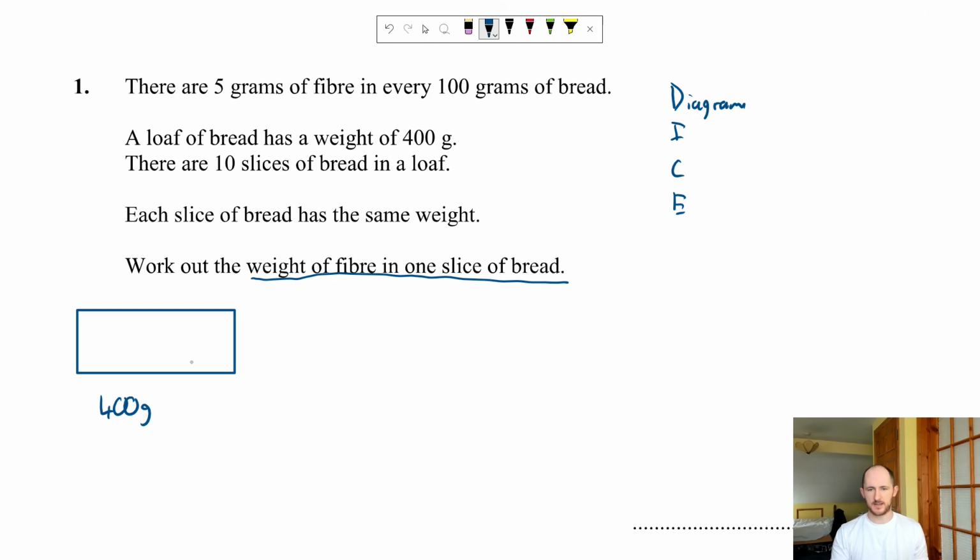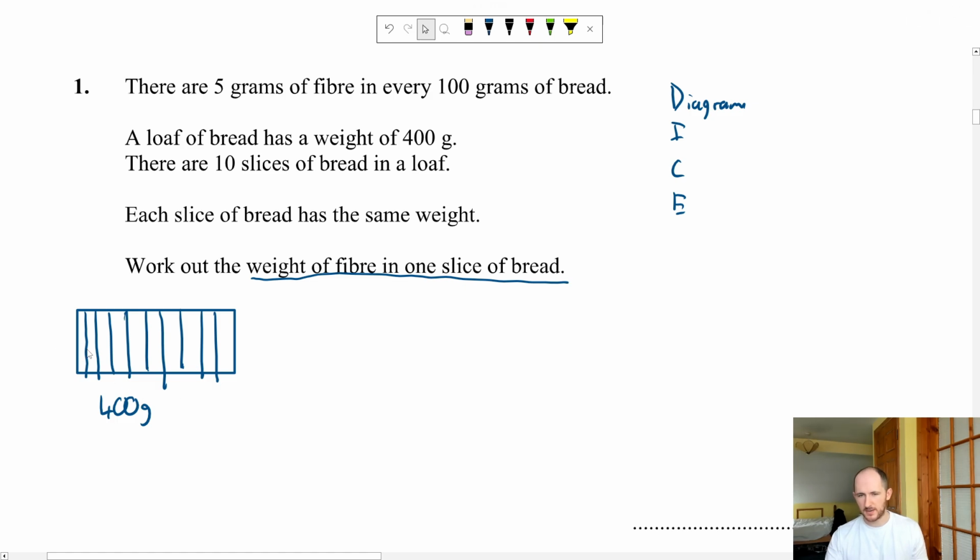And it has 10 slices, so 1, 2, 3, 4, 5, 6, 7, 8, 9. Is that going to be 10? 1, 2, 3, 4, 5. 1, 2, 3, 4, 5. Good. So that is 10 slices. Perfect. And we need to work out the weight of fibre in this single slice of bread over here. Now, the other piece of information they give us is that there's 5 grams. In fact, I'm just going to put 5g for 100 grams of bread. Okay, so there's 5 grams of fibre for 100 grams of bread.